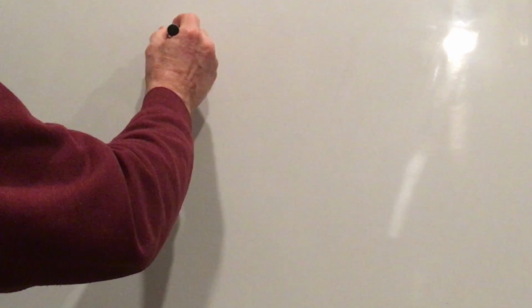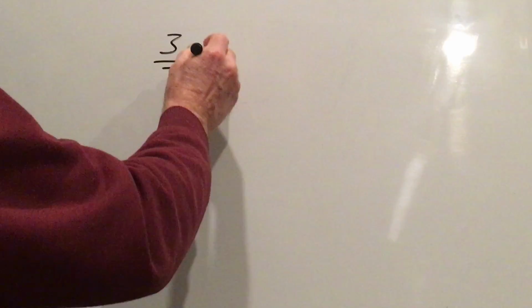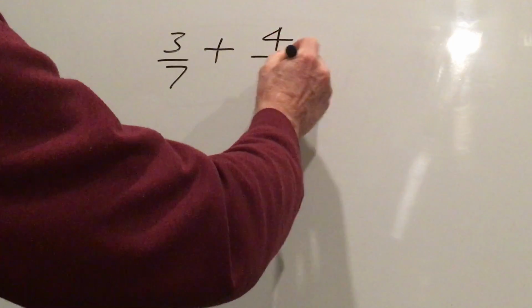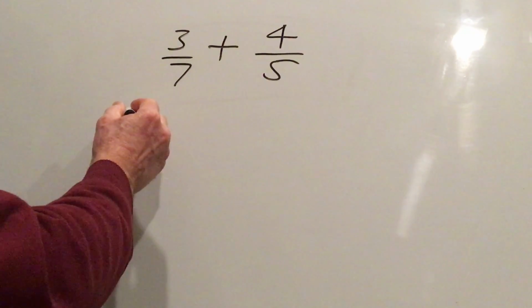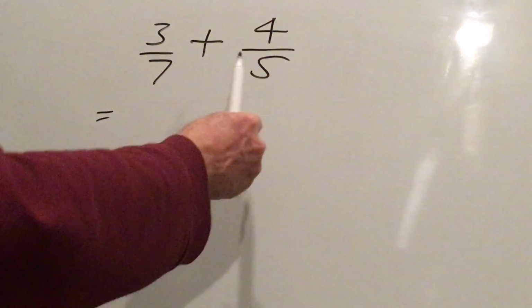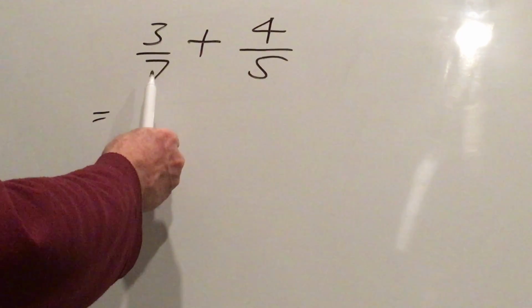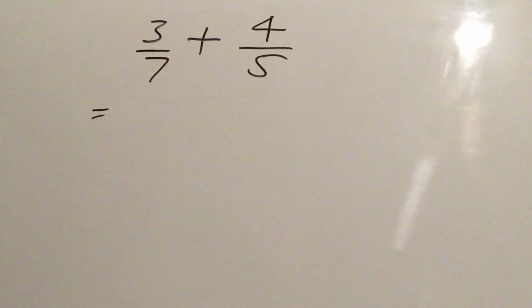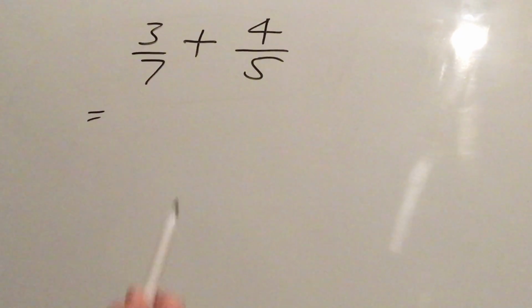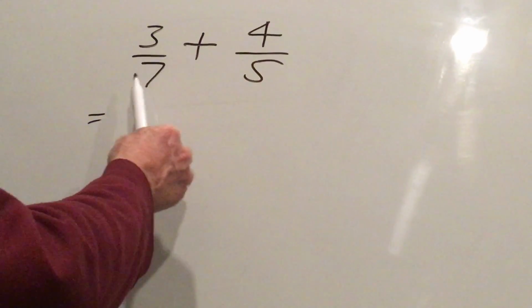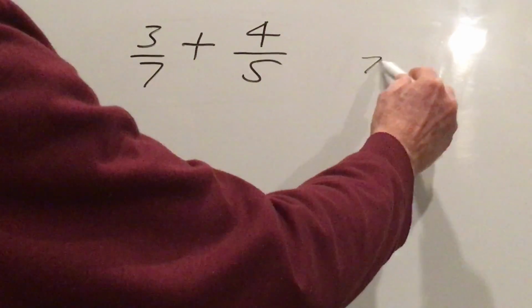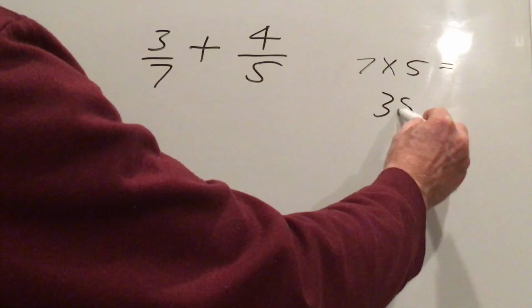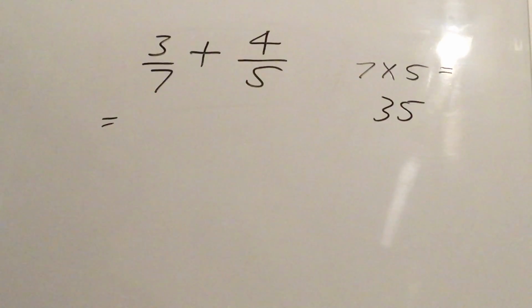What if I said to you, what about 3 over 7 plus 4 over 5? What does that equal? Now, see, 5 doesn't go into 7, and 7 certainly doesn't go into 5, well, not evenly. So what we often do in this situation is we say, okay, if we multiply the two denominators together, 7 times 5, that equals 35. Agreed? 7 5s are 35.